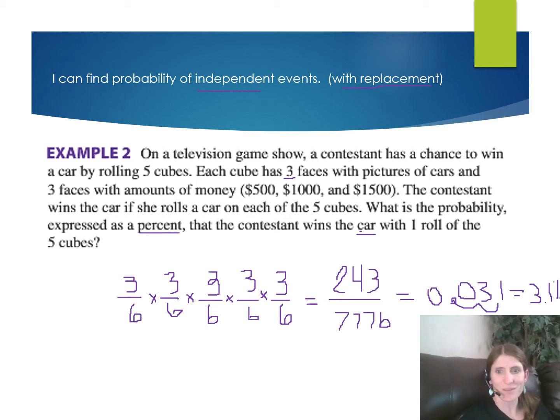Okay, students, there's my answer. I changed it, multiplied it, changed it to a decimal, and then to a percent. If you can't read that, that's 3.1%, not 3.11 or something crazy. So pretty unlikely, right? 3% is not very likely.